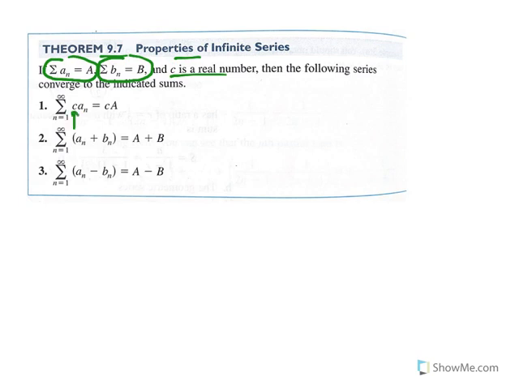So if you have a constant multiple of a convergent series, then that series must also converge to the constant multiple times the sum of the original series that was known to be convergent. Now, if you take two convergent series and you add them together, the sum must also be a convergent series. And the difference of two convergent series must also be a convergent series. So we're going to use that in our proof of Theorem 9.16.